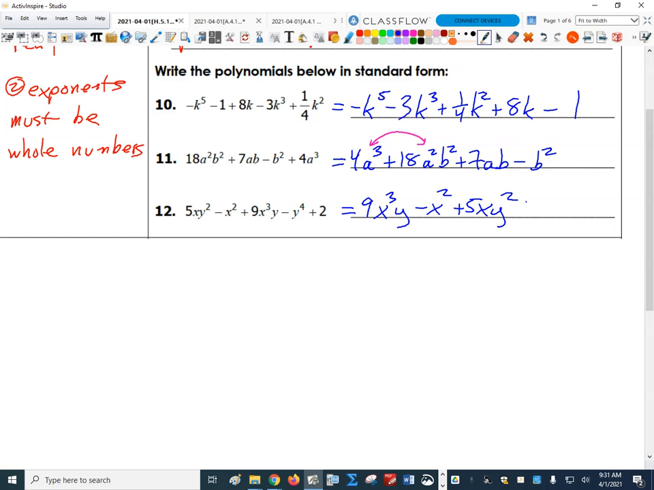Now, finally, we get to terms with no x's. And then that term would go first, right? But in my opinion, I would probably almost always do it this way. What would I put next? Negative y to the fourth, right? Because that's a bigger power.